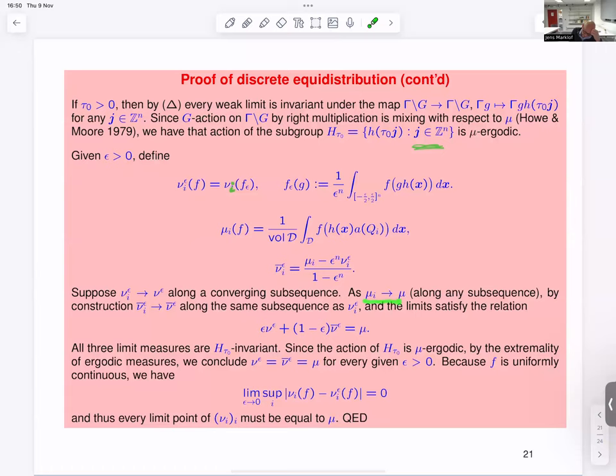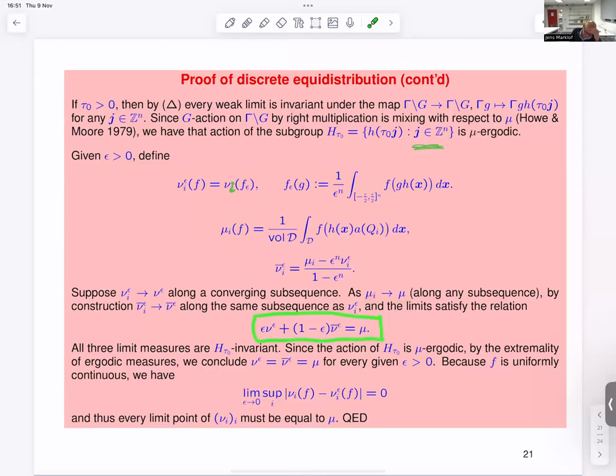I know, of course, by the equidistribution that I already have for the continuous average, that mu_i will always converge to mu, so along the same subsequence. We have also this convergence. And by this relation here, I also know now that mu_i epsilon bar will converge to the right limit. And because my nu_i's and nu_i bars satisfy this relation, also the limit has to satisfy this relationship.